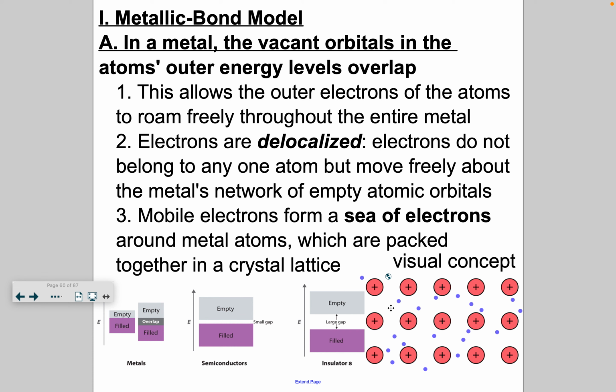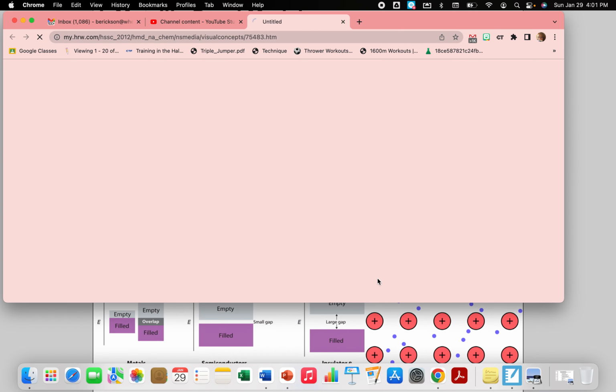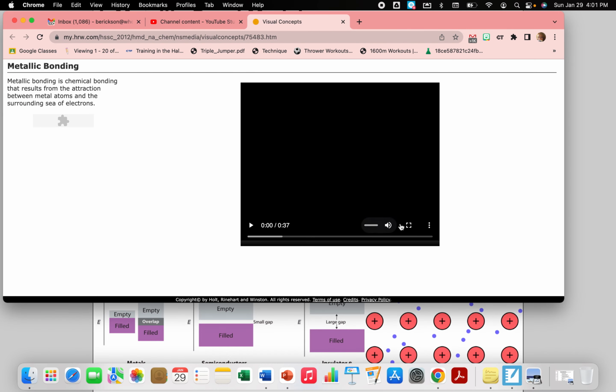So to give you a visual concept, here are the nuclei, and these are the electrons that don't necessarily belong to this atom per se, but they're just floating around through the overlap of these outer energy levels. Okay, so we call this the sea of electrons. And they're packed together in a crystalline structure, but again, mobile. So I have this video. I'll just see if it plays.